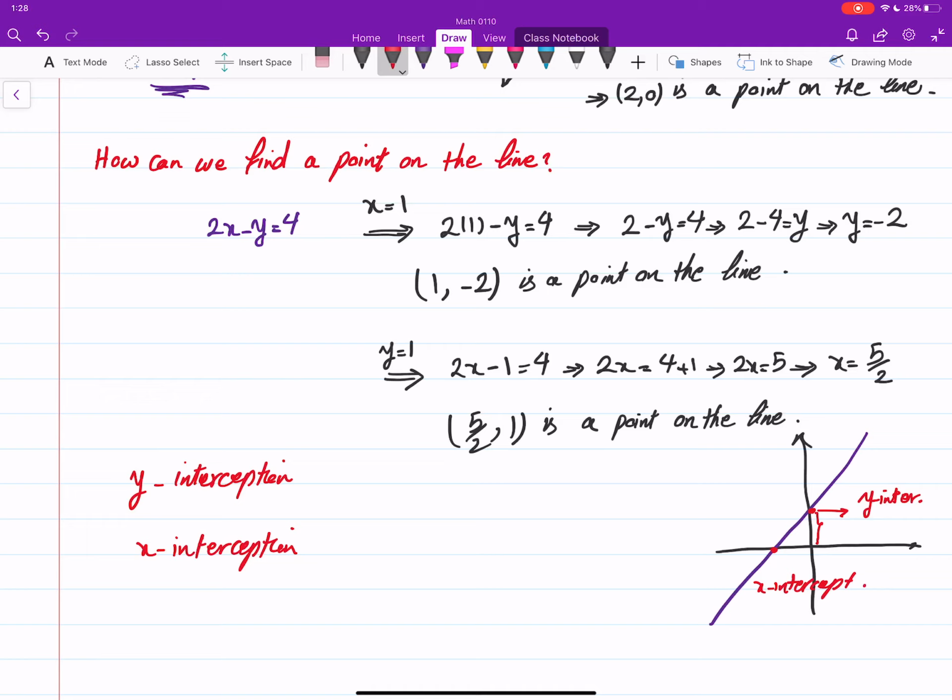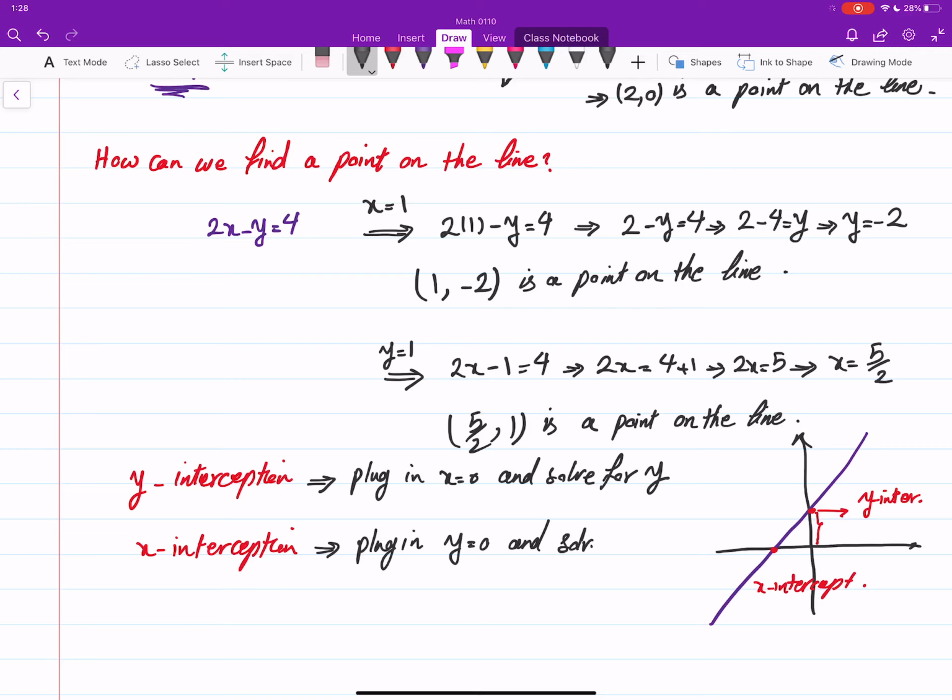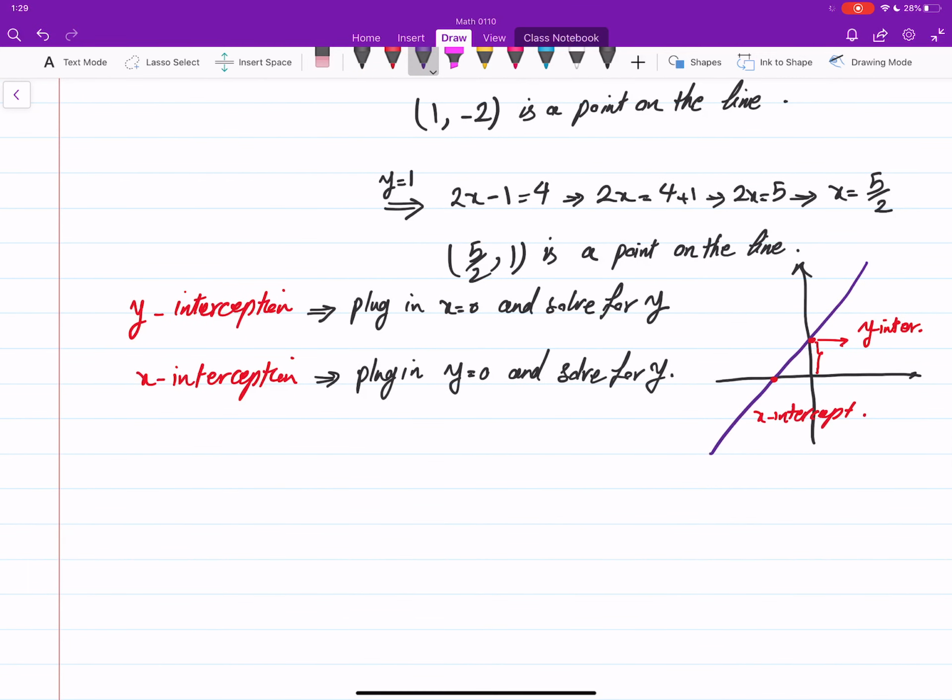How do you find the y-intercept and x-intercept? Well, for the first one, plug in x equal to 0 and solve for y. And for the other one, plug in y equal to 0 and solve for x. For example, in the case of the above equation, if I plug in x equal to 0, then y is equal to -4. This is the y-intercept of the line.